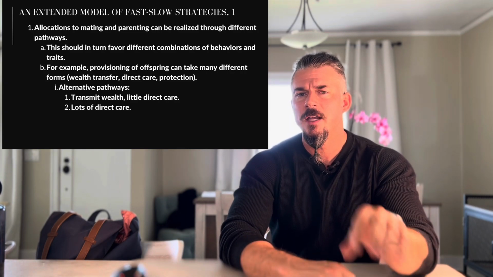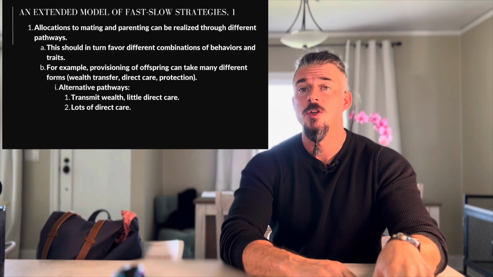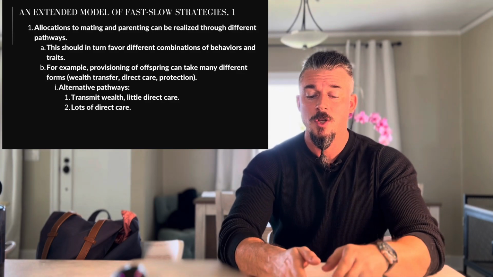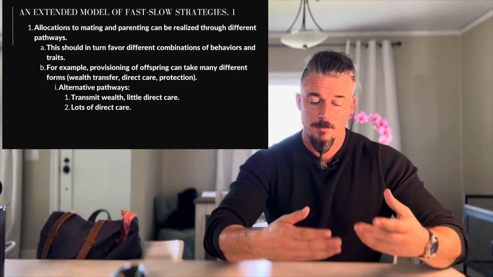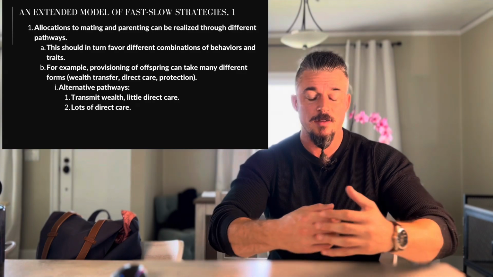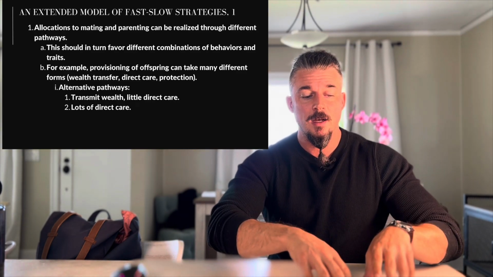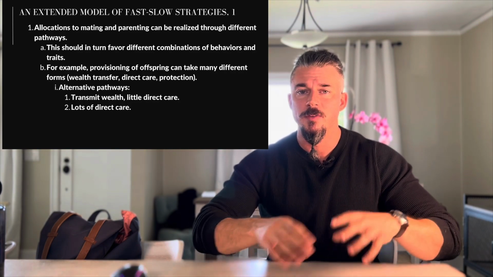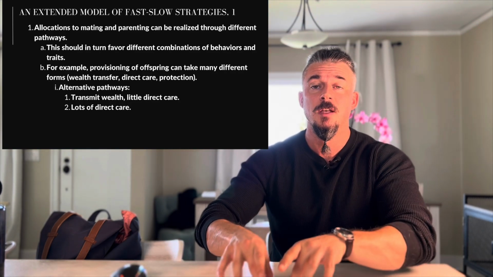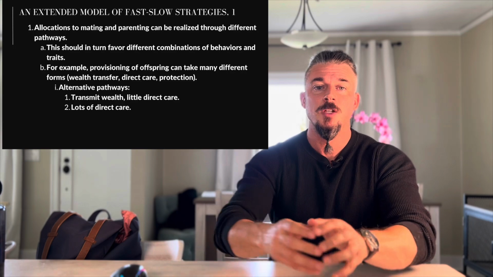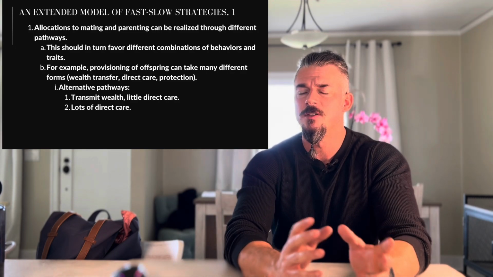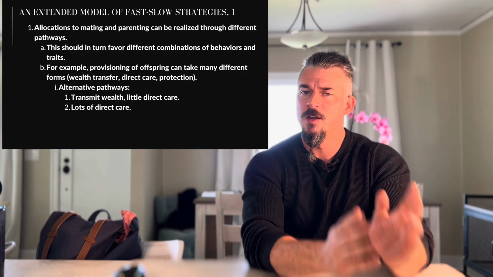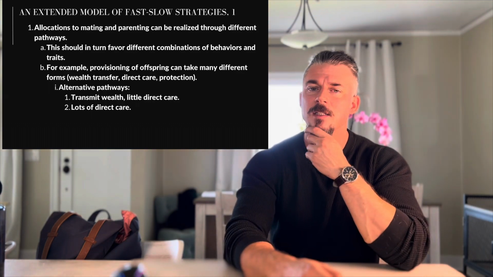Allocations to mating and parenting can be realized through different pathways. So mating effort, the fast life history strategy kind of thing, can be acted upon or expressed differently through different pathways. And the same for allocation to parental investment. This can favor different combinations of behaviors and traits. There are different pathways to the same goal, basically, is a way to think about it.